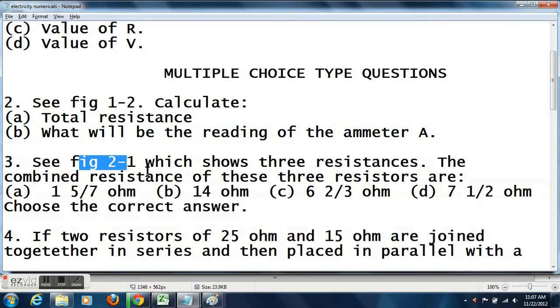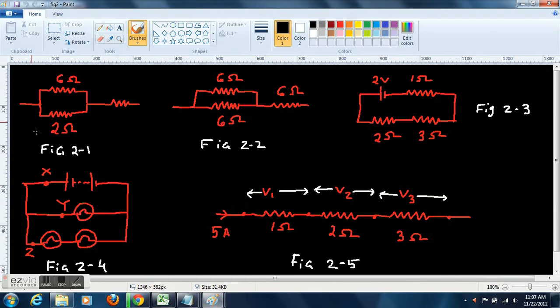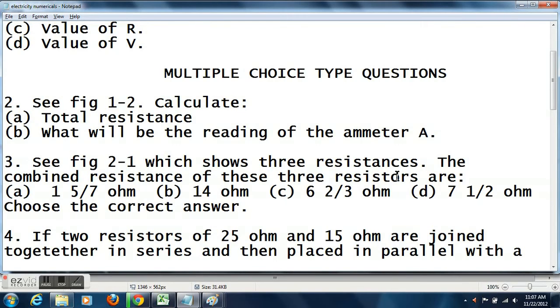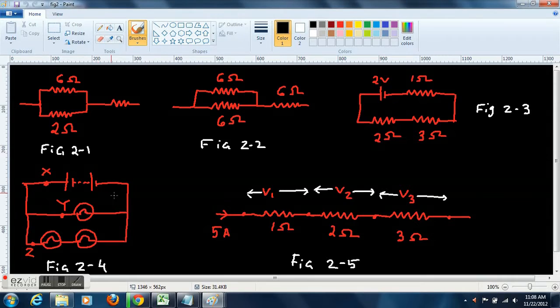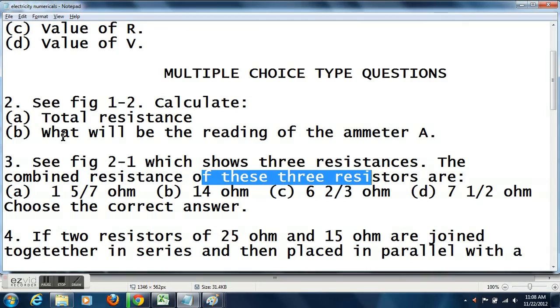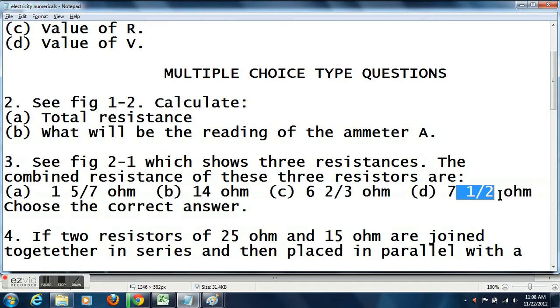Question number 3. See figure 2.1. This is the figure 2.1 on the upper left corner, which shows 3 resistances. The combined resistance of these 3 resistors is: option A, 1 and 5 by 7 ohm; option B, 14 ohm; option C, 6 and 2 by 3 ohm; and option D, 7.5 ohm. Choose the correct answer. So this is the second multiple choice question.